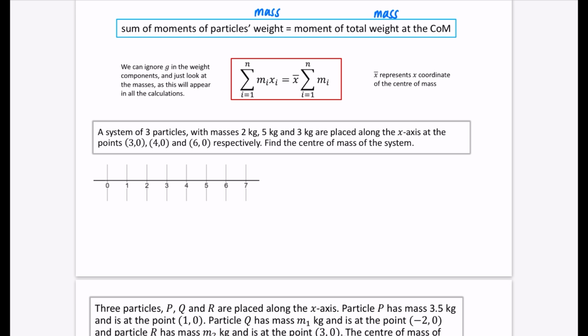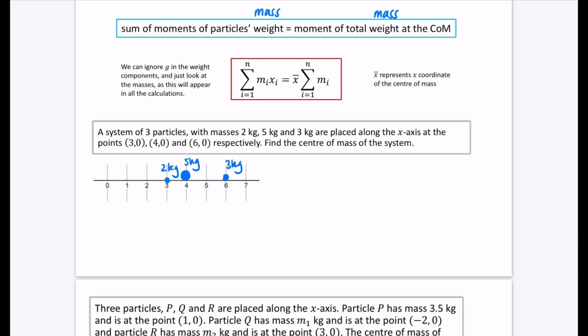It says that a system of 3 particles with masses 2 kilograms, 5 kilograms, and 3 kilograms are placed along the x-axis at the points (3, 0), (4, 0), and (6, 0), respectively. Find the center of mass of the system. So we've got a 2 kilogram mass at (3, 0). I'll do that with a small dot. So that's my 2 kilograms. We've got 5 kilograms at (4, 0), so I'll do that one with a bigger dot. So there's my 5 kilograms. And then we've got 3 kilograms at (6, 0), so I'll do that as an in-between dot.